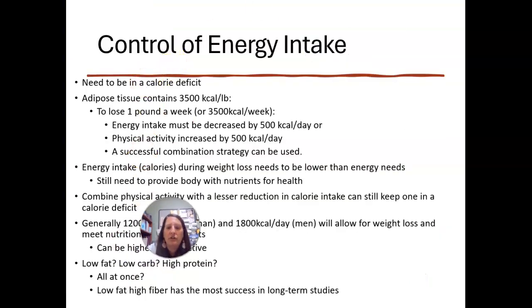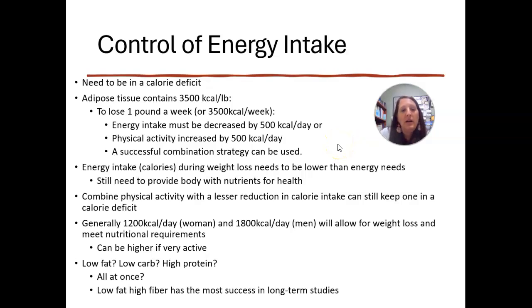Okay, so control of energy intake. In order to lose weight, an individual needs to be in a caloric deficit. When we look at fat tissue, adipose tissue, there are 3,500 kilocalories per pound. And so to lose a pound of fat a week, we need to cut calories by about that much. Now this is nuanced, and there's actually evidence coming out that says this number may not be exact, but on average, we'll use this number. So energy intake has to be decreased by 500 kilocalories a day to achieve that deficit of 3,500 kilocalories in a week. Or physical activity gets increased by 500 kilocalories a day, or the best route is to combine the two.